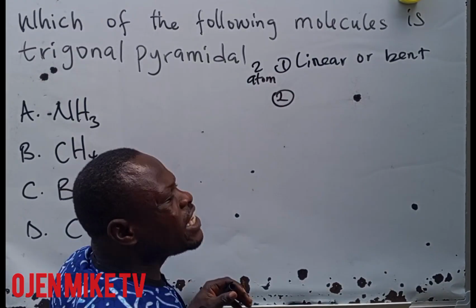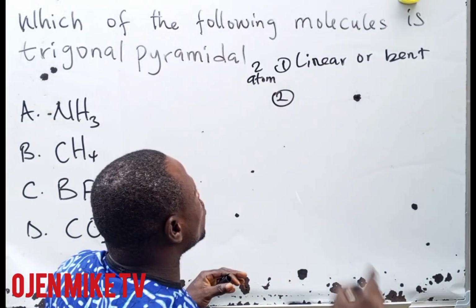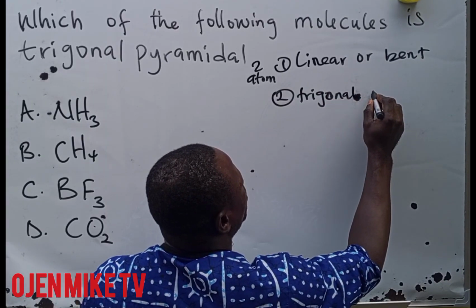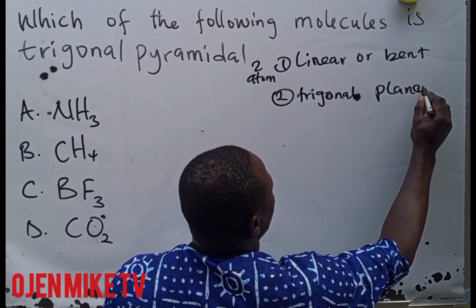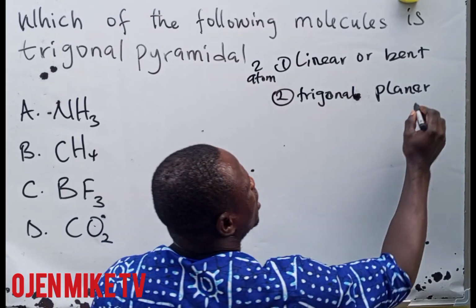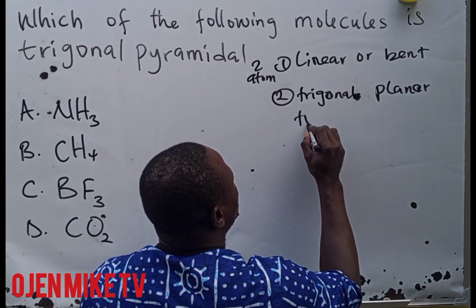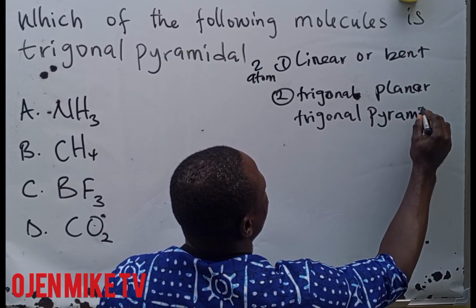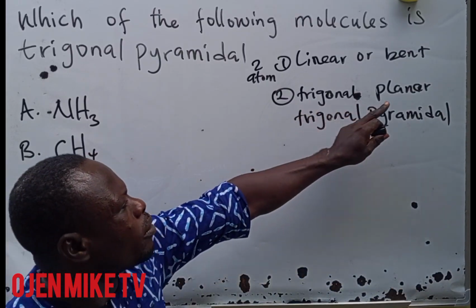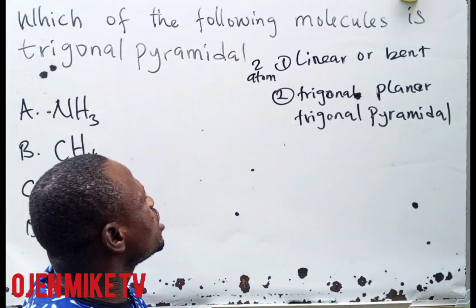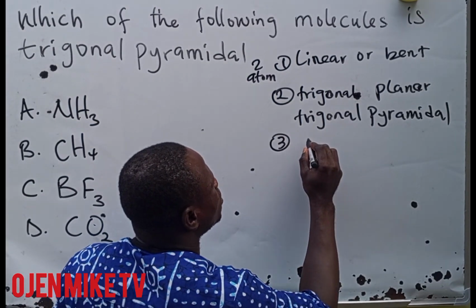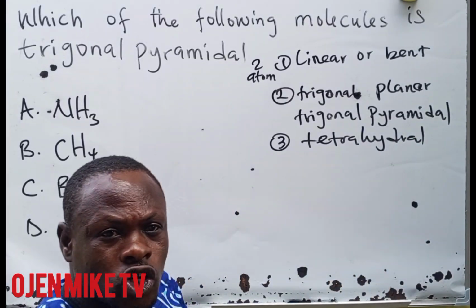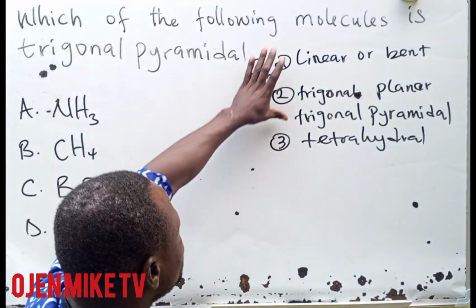If the central atom is attached to 3 atoms, it is either trigonal planar or trigonal pyramidal. Then we have the third one, which is tetrahedral. Let me explain this one. We also have octahedral and so on. Do you get that? Let me explain this one.